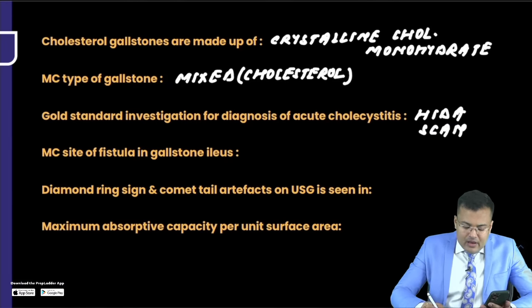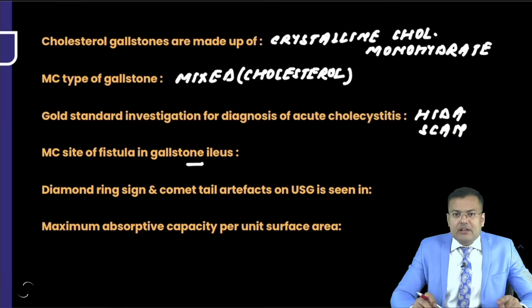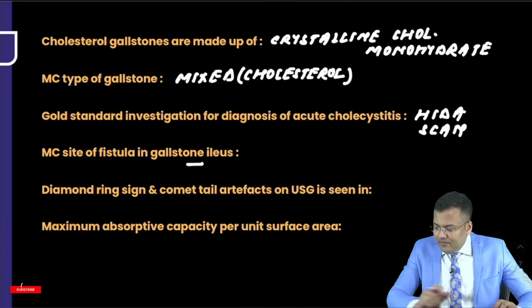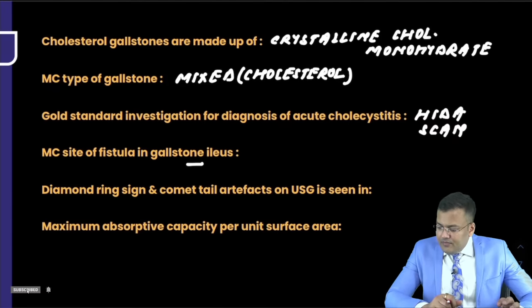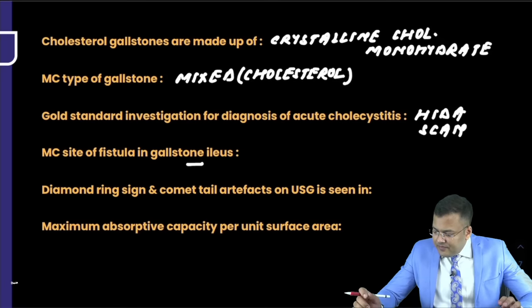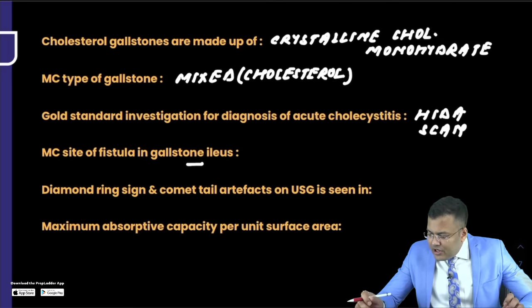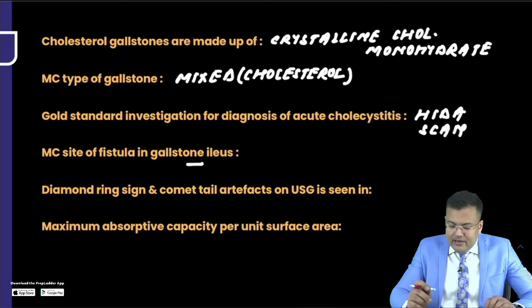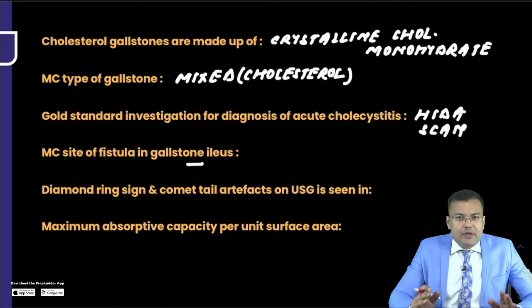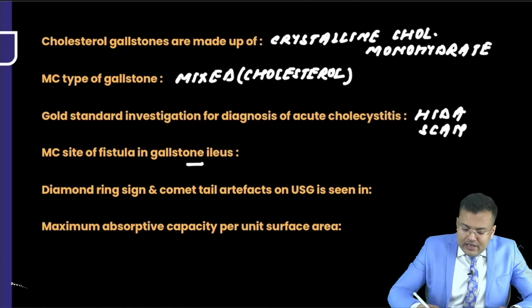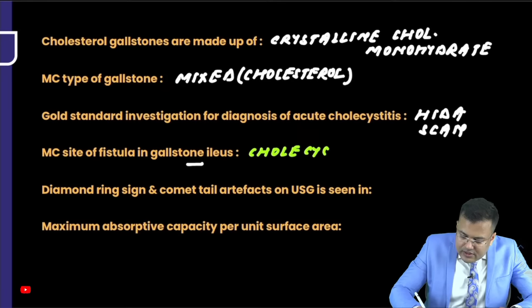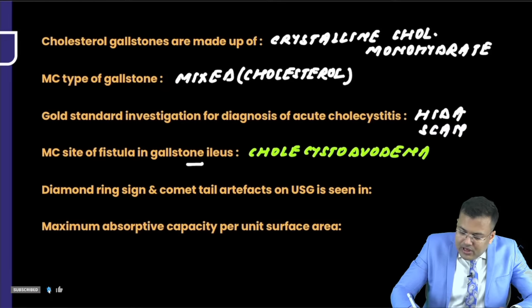Next question, tell me, what is the most common site of fistula in gallstone ileus? Waiting for your reply. Yes, very good. Majority of you are correct. Evi Mina, Sharon, it is cholecystoduodenal, between gallbladder and duodenum.